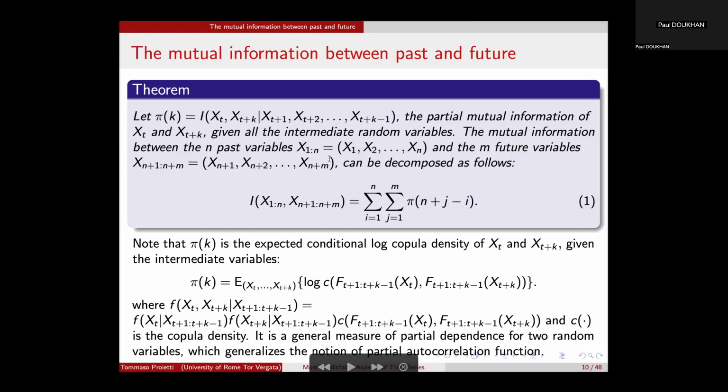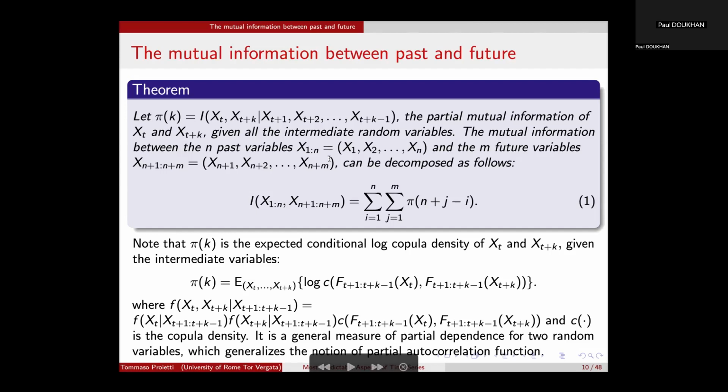The future will be from time n plus 1 to n plus m. Then you can show that the mutual information is the sum of all these partial mutual informations. It's an extension of the classical result for Gaussian random variables, in the sense that a multivariate dependence measure is a function of the pairwise measures.